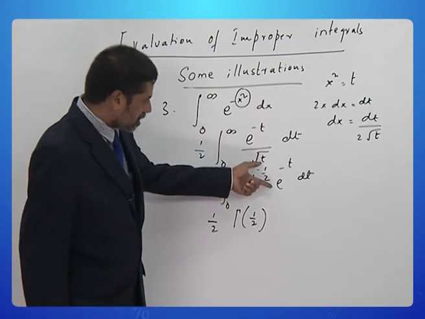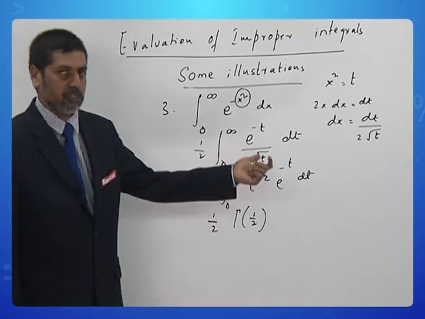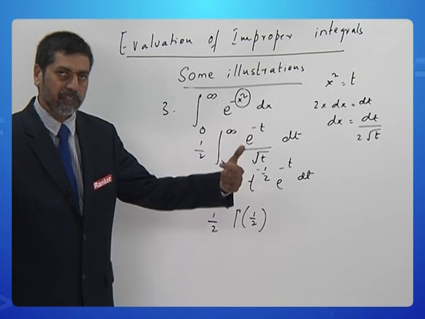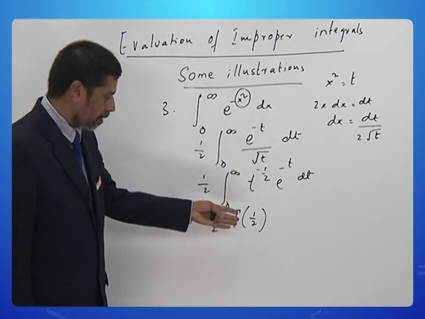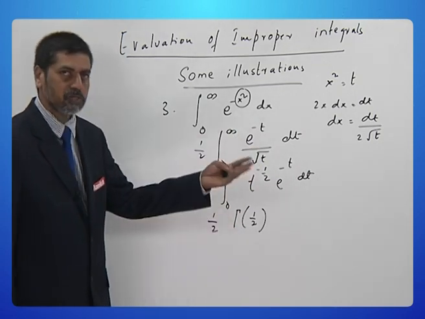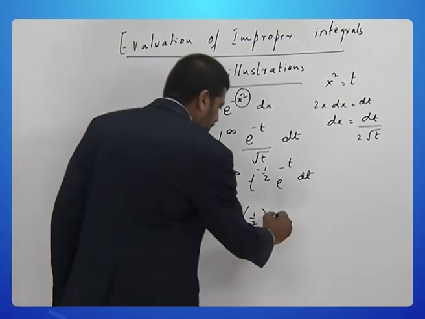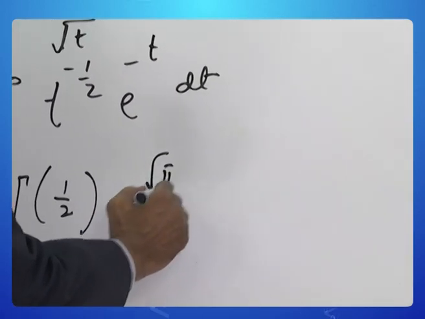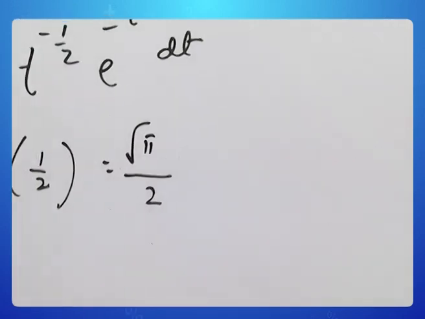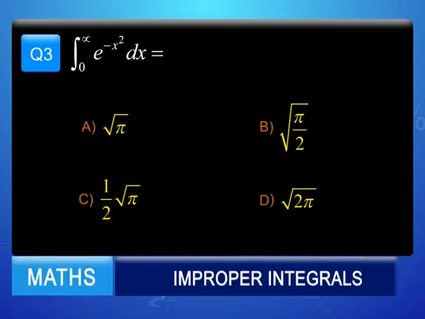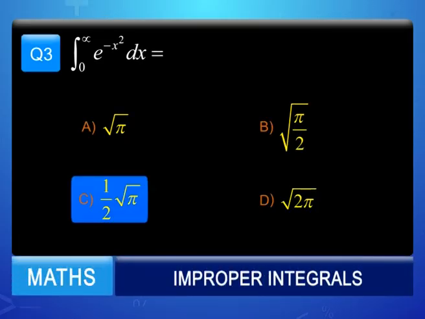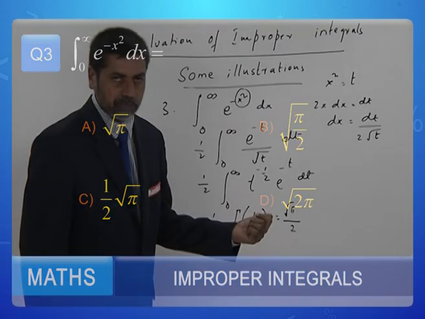because t power minus half can be written as t power half minus 1, and going by the definition of the gamma function, this is nothing but gamma half. All of us know gamma half is square root of pi, so therefore square root of pi by 2. This is the option for this particular problem. Option number C happens to be the correct option.